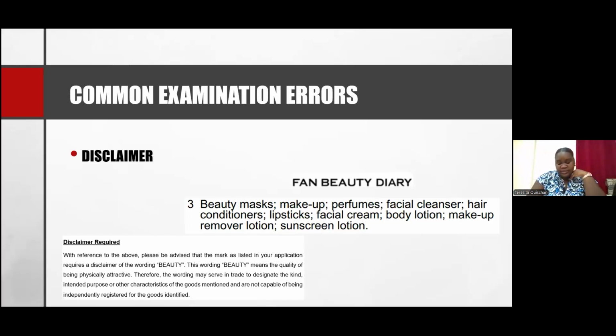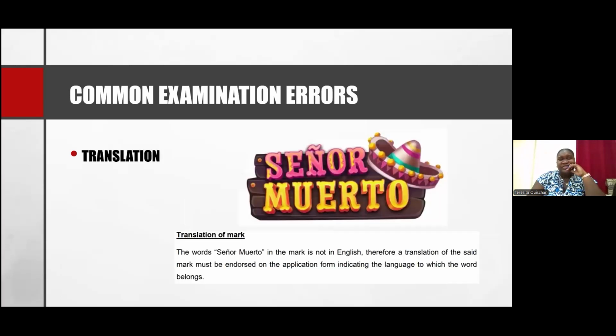Of course, in this example, the words in the mark are non-English words. So in this mark here, we have the translation. Seeing here, it's Senor Muerto. Just by the name, we know it's not an English mark, right? So therefore, we would ask the applicant or the law firm to include the translation in the mark. For example, the word Senor Muerto in the mark is not English, so we asked for the translation.